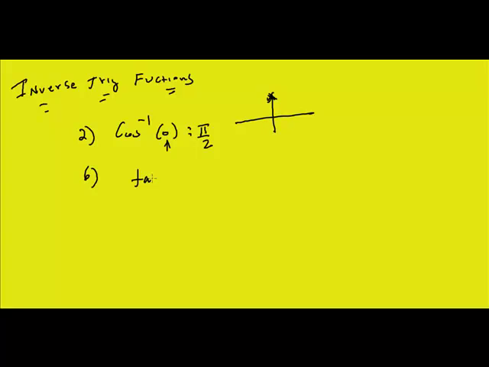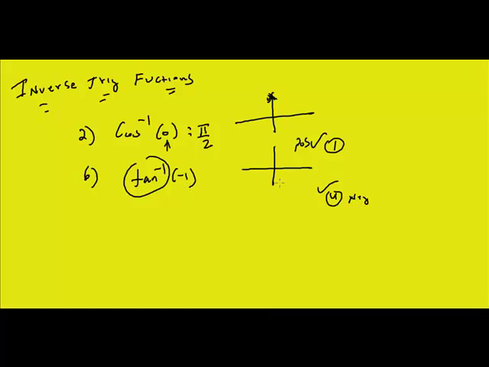Alright, let's go to number 6. Let's say tan inverse of -1. Okay, this is tan inverse. Tan inverse on the unit circle only exists here and here, the first quadrant and the fourth quadrant. Since it's a -1, it has to exist in the fourth quadrant, because tan inverse is positive here in the first quadrant, and negative on this one.